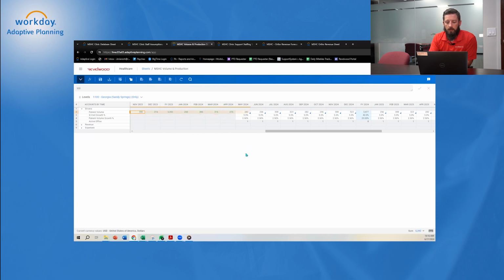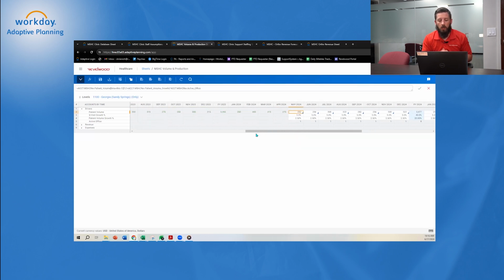So in this case, we're looking at trending actuals from history, going back to the 12 months prior and applying a 2.5% growth rate on this metric. Again, that is coming from some general assumptions from history. And then we have that active office flag you can see here. That drives some additional calculations. Again, that flag is coming from that original clinic database assumptions sheet.